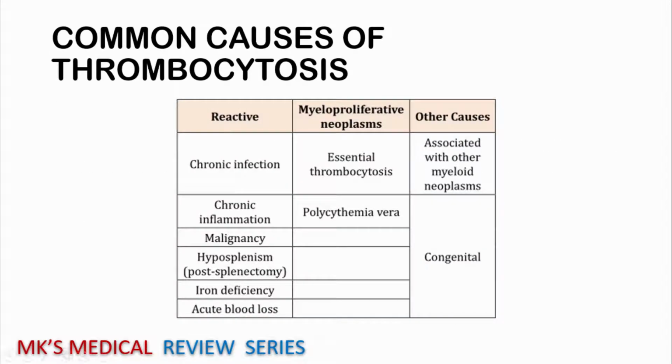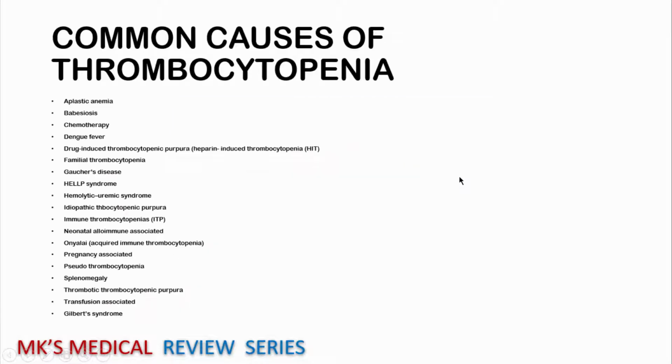So some common causes of thrombocytosis: they may be reactive, they may be due to myeloproliferative neoplasms, and some other causes. Reactive causes of thrombocytosis include chronic infections, chronic inflammation, malignancy, hyposplenism, so post-splenectomy, iron deficiency, and acute blood loss. Some myeloproliferative neoplasms may cause essential thrombocytosis. You may also have polycythemia vera. Other causes may be associated with other myeloid neoplasms, or it may be congenital indeed.